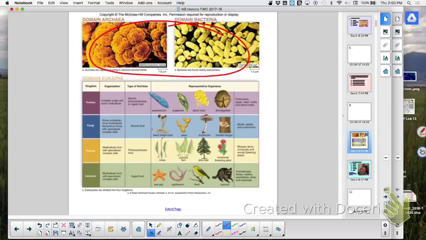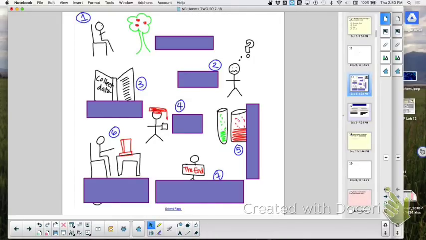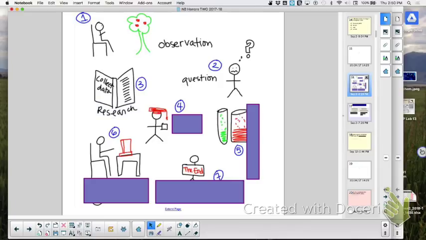Next, remember we talked about the scientific method? We talked about making observations and asking questions. All your labs have driving questions. We do a little bit of research. That's like your background on your labs. Then we form a what? Hypothesis, an educated guess. Then we do an experiment.